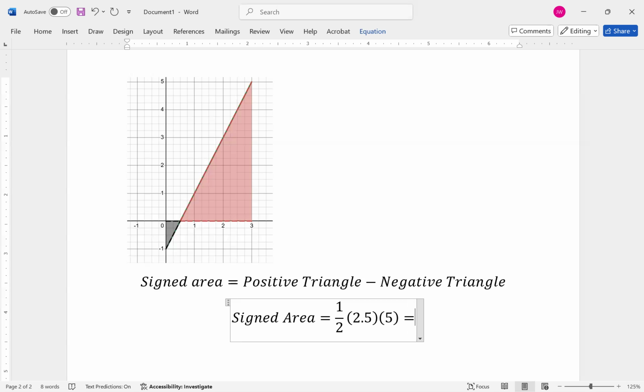I'll write that down on the next line. And then the smaller triangle, obviously 1/2 base times height. The base here is 0.5, going from 0 to 0.5, and the height is 1.